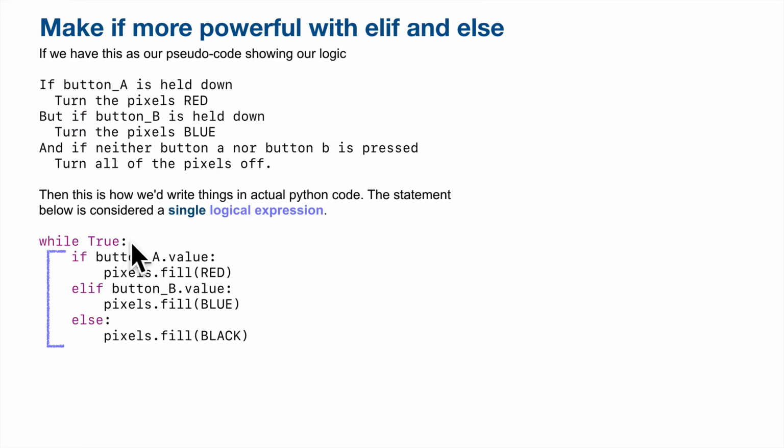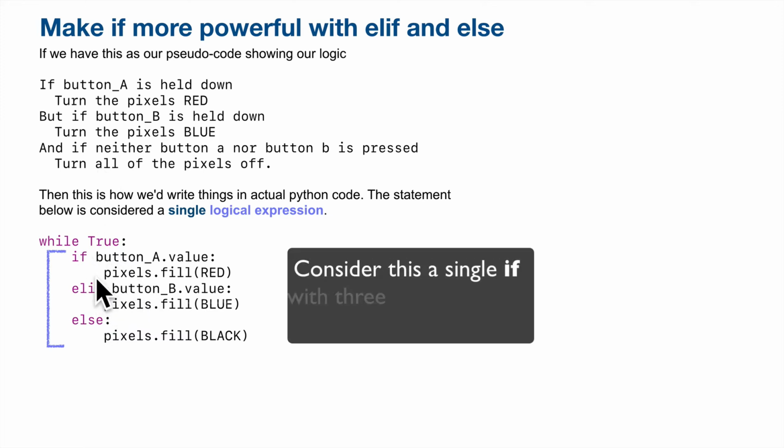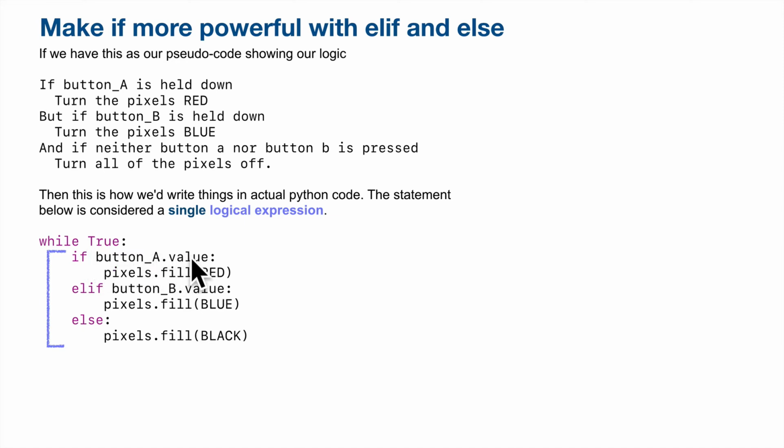Now, the way that we can create a single if statement that's got these three different conditions is we can use elif and else. And this is the way the logic works. So inside of our while true loop, every time we go around here, the first thing that we're going to do is check to see if button A is being pressed. That's what button A dot value does. It returns either true if it's being pressed or false if it's not being pressed.